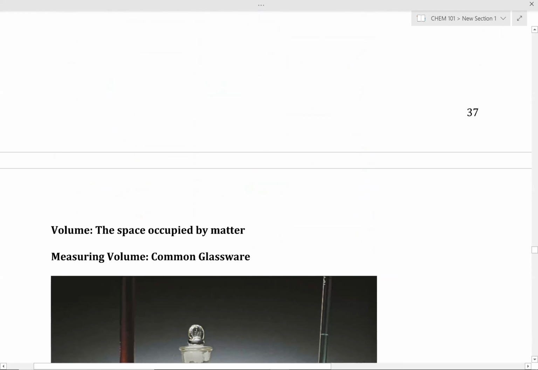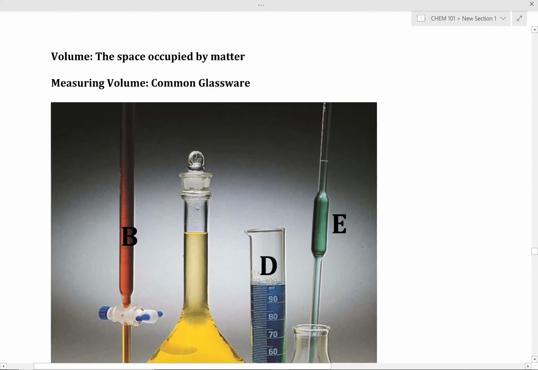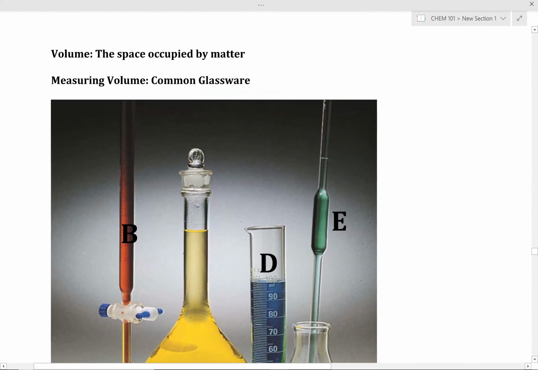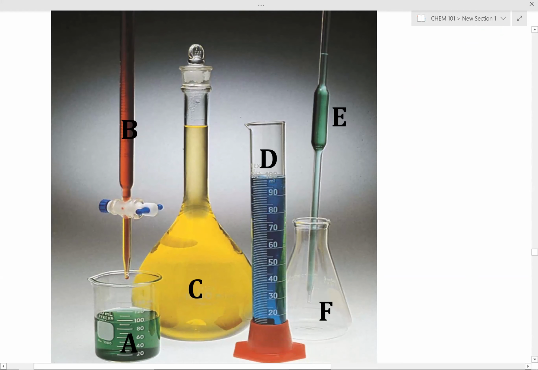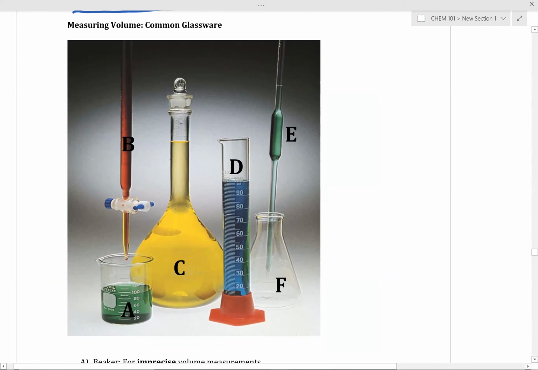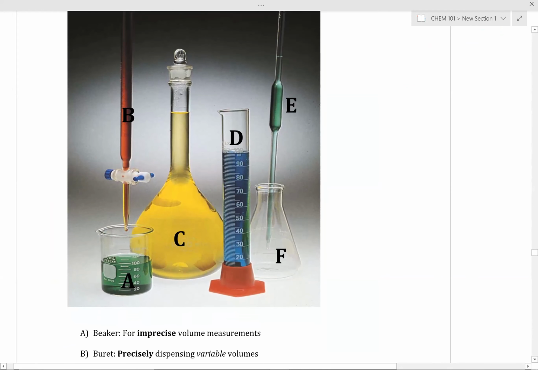Okay, so let's keep going. Let's now talk a little bit about glassware that we use to measure volume. So volume is the space occupied by matter. So let's look at some common pieces of volumetric glassware. So the first one, which isn't technically a device for measuring volume, a beaker is mainly for holding liquids and for very imprecise volume measurements. The beaker is this piece of glassware shown here.